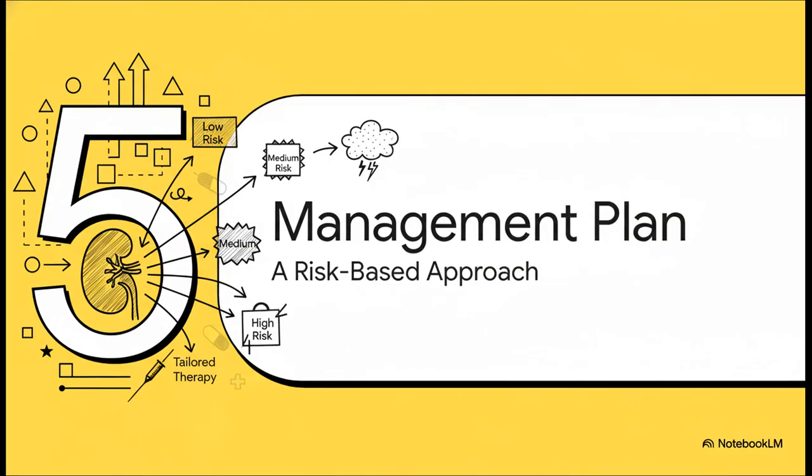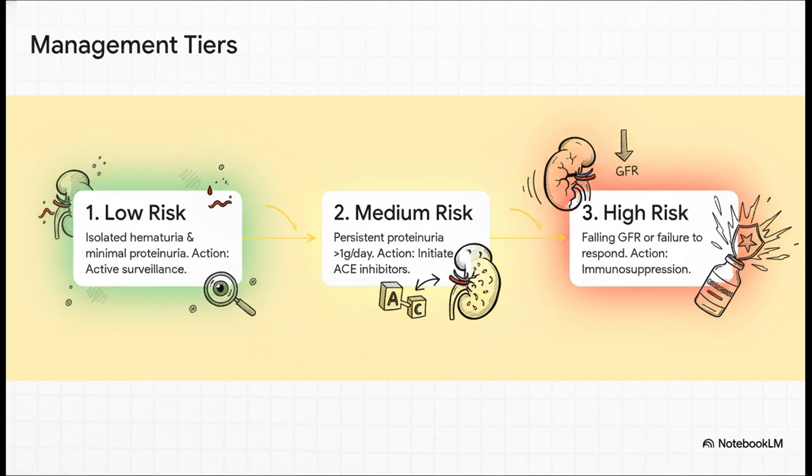All right, moving on to management. The approach here is definitely not one size fits all. Treatment really depends on stratifying the patient's risk of progression, which we figure out using specific clinical and lab markers. So it's basically a 3-tiered approach. For your low-risk patients, we're talking just hematuria, less than a gram of protein in the urine per day, and normal kidney function, we just actively monitor them. For medium-risk patients who have persistent proteinuria over 1 gram per day, the first-line treatment is an ACE inhibitor. This helps reduce that proteinuria and protect the kidneys. And then, for your high-risk patients, the ones with a declining GFR or who just don't respond to ACE inhibitors, we have to escalate to immunosuppression, which usually means corticosteroids.